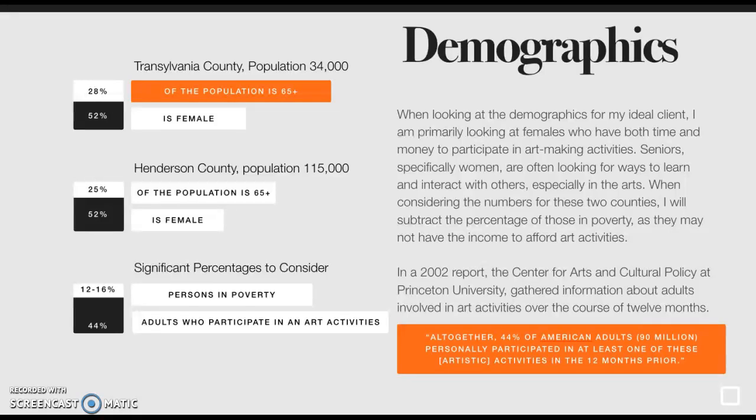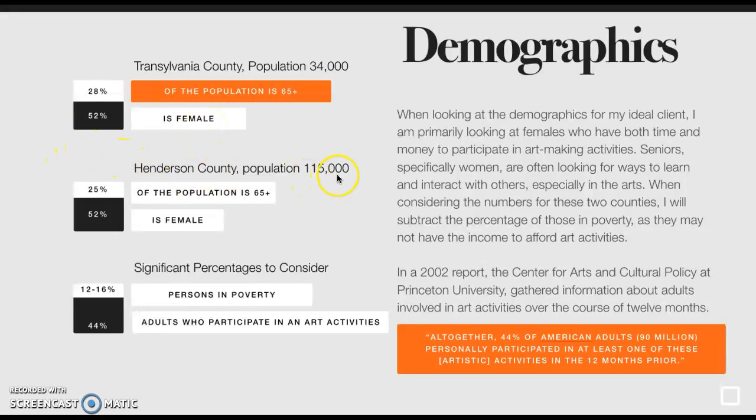Let's talk about the population. Here in Transylvania County, there is a population of 34,000 people. And actually in the city of Brevard, there's only 7,700, I think. But 28% of this population is 65 and over. So Brevard is a pretty big retirement community. And also 52% is female. So that's pretty good odds just to start me off.